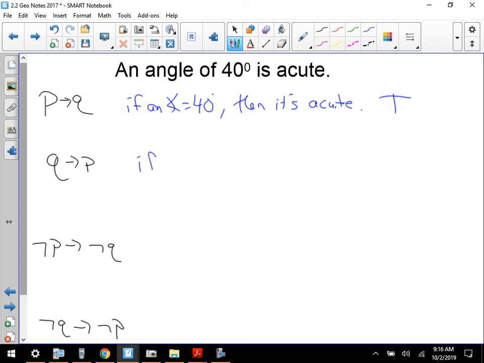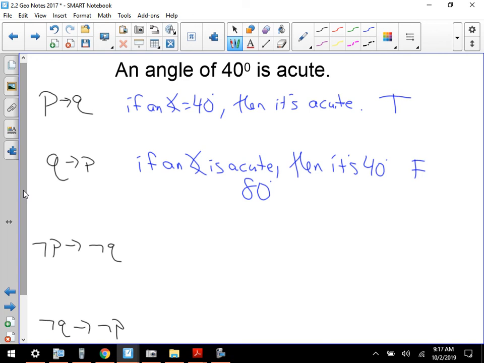If an angle is acute, then it's 40 degrees. False. Counterexample: I can have 80 degrees. So you need one. I can say 40.2 if I want to. All right. Okay, so far so good?